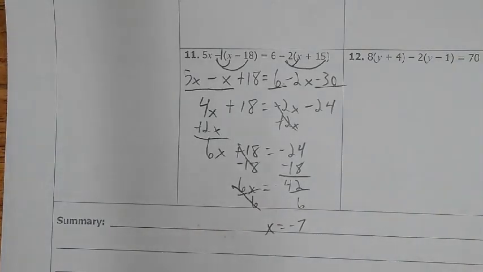So the problems on the back definitely take a little bit more time. With the distributive property, they take more steps. And that's why it's called multi-step. It's a lot of steps.